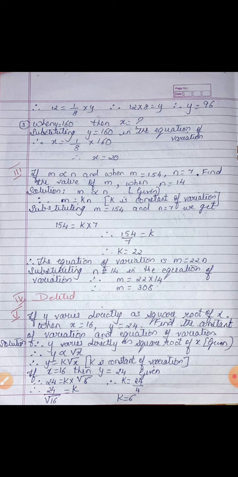Let us go to the fifth one. If y varies directly as the square root of x, when x is equal to 16, y is equal to 24, find the constant of variation and the equation of variation. Now we know that y varies directly as the square root of x is given. Therefore y is directly proportional to root x. Therefore y is equal to k root x, where k is a constant of variation.